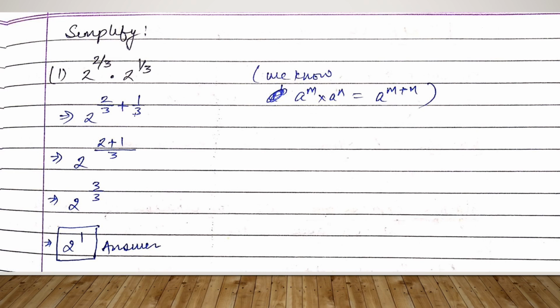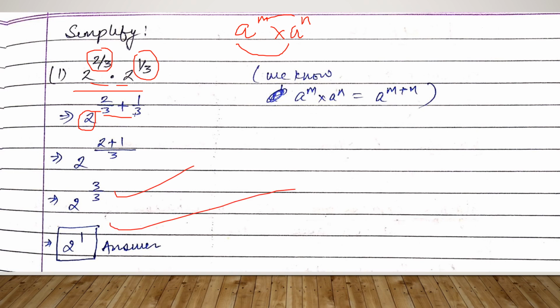Then this question, very easy, simplify. We all know that if we have a power m into a power n, that is, if we have the same base multiplying, then powers add. Here also, although the power is a fraction, will it change the rules? Rules will be the same only. Power is 2 by 3 and 1 by 3. Base is 2 and 2. As the base is the same, I can write it just adding the powers like this. So I've got 2 power, 3 is the LCM, 2 plus 1, 2 power 3 by 3, and the answer is 2 power 1. I hope you got this.